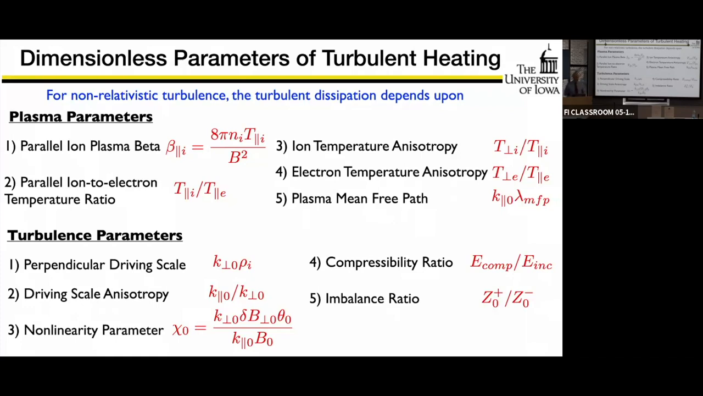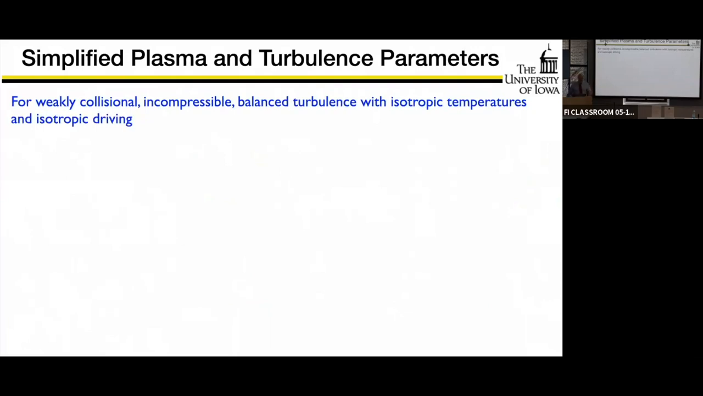In some ways there's an infinite number of parameters, but even here I have 10 parameters. Trying to model anything in a 10-dimensional parameter space is a near impossible task. So what we often do is we simplify things. If I take some simplifications, and it's going to sound crazy, it's a weakly collisional plasma, it's incompressible turbulence, it's strong turbulence, and it's balanced with isotropic temperatures and isotropic driving. That sounds like a whole lot of approximations, but in fact many turbulent systems will satisfy all of these characteristics.